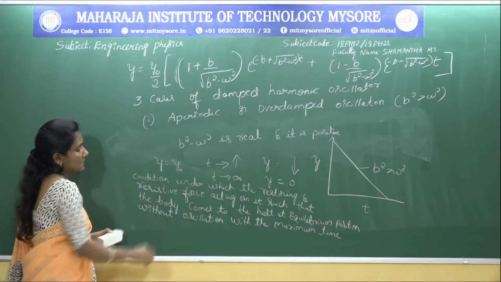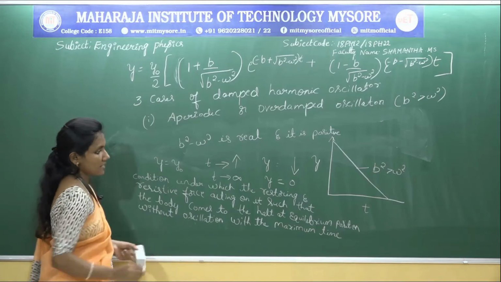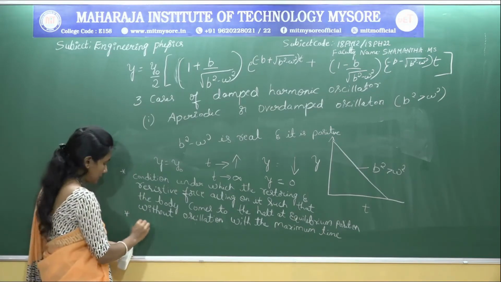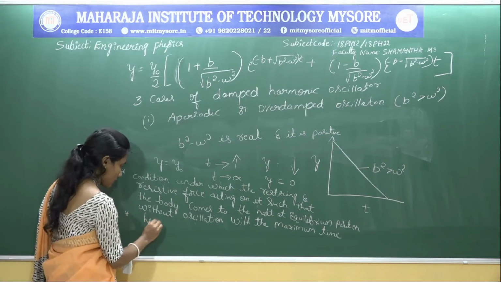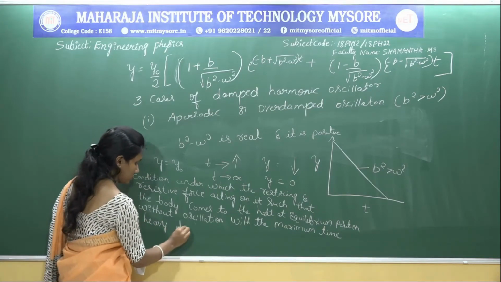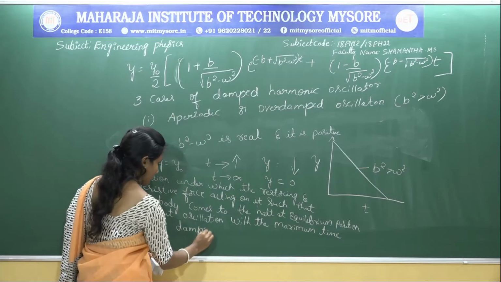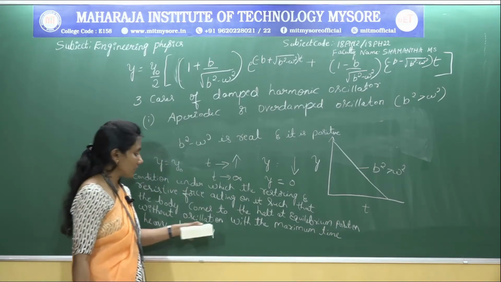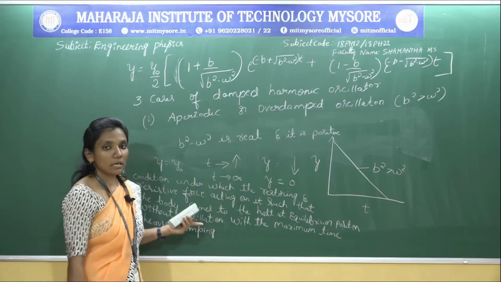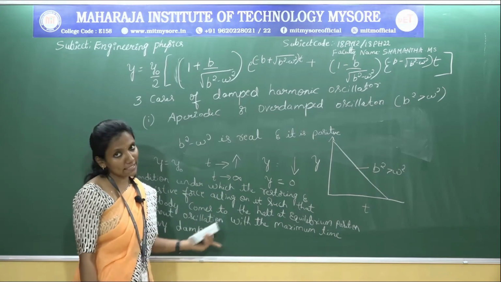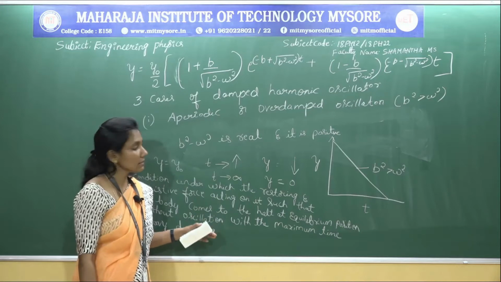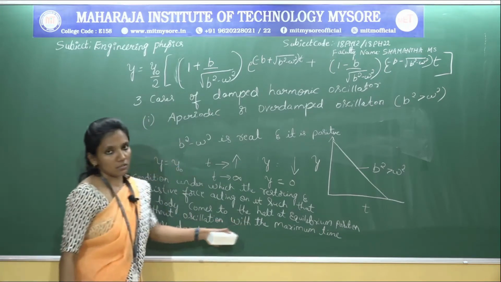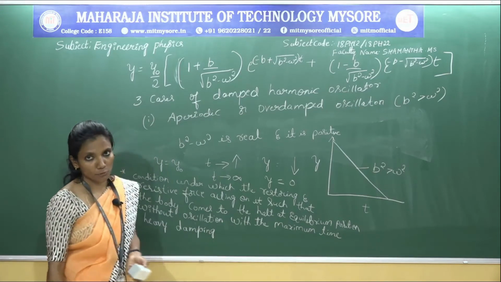Here it is the case of high damping, heavy damping. With heavy damping, the body will come back to its equilibrium position as quickly as possible within the time interval. It will come back to its original position.